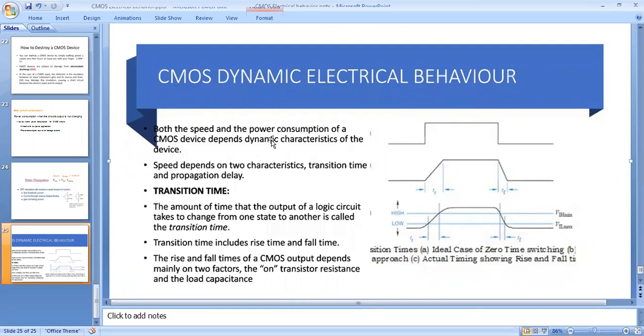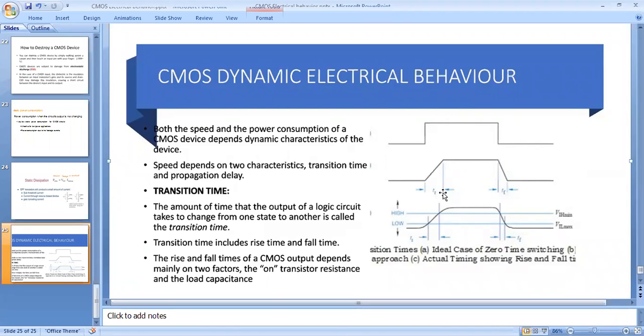Speed mainly depends upon two characteristics, which is transition time and propagation delay time. First of all, we study about transition time. So what is the definition of transition time? The amount of time that the output of a logic circuit takes to change from one state to another state is called transition time. So totally transition time has two times, rise time and fall time.